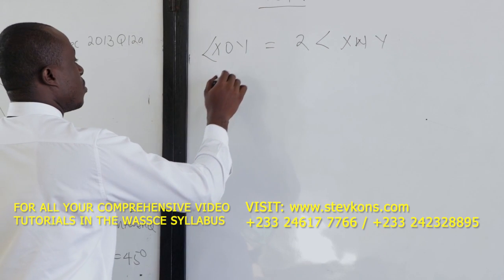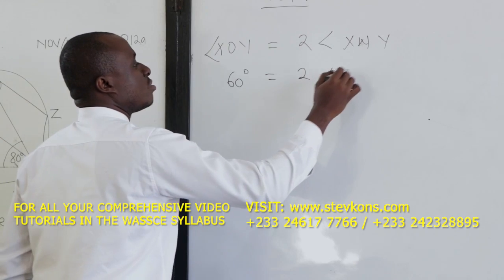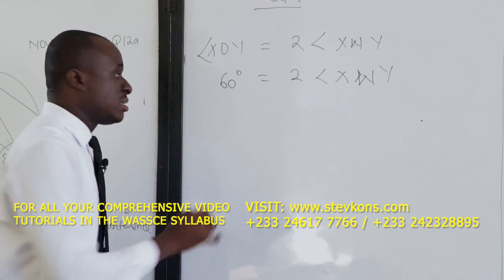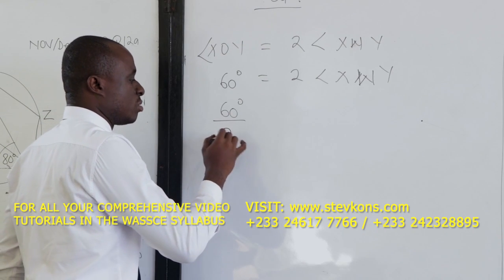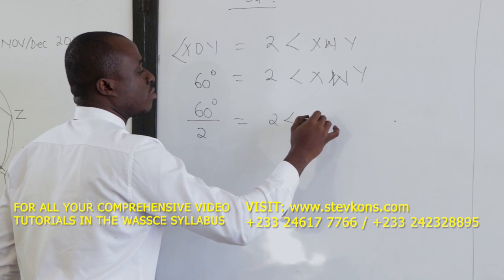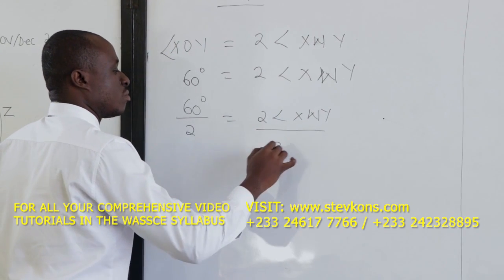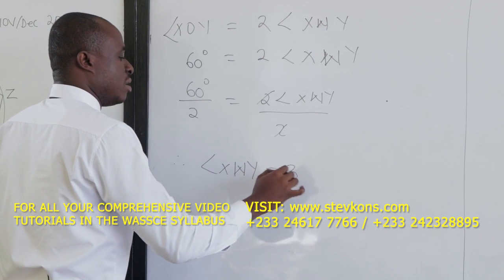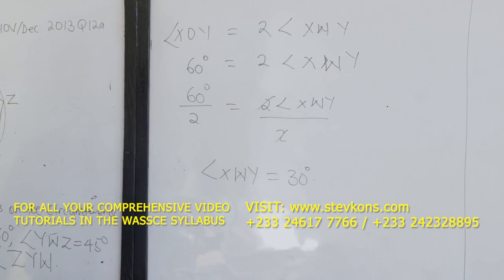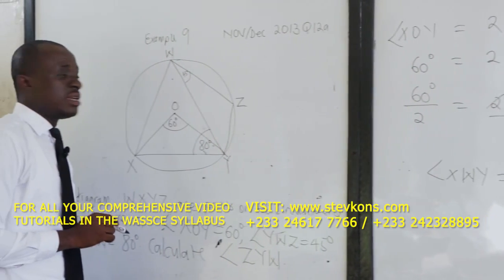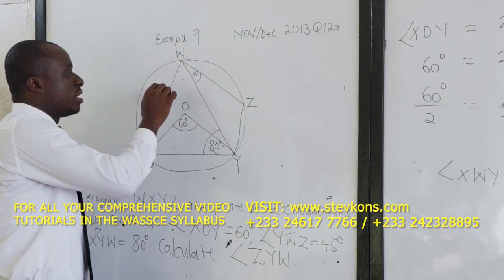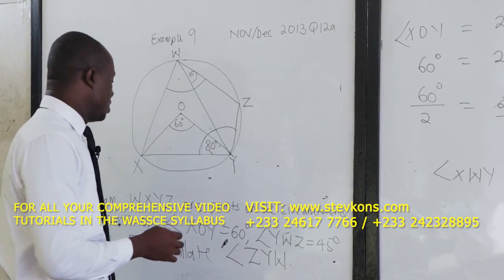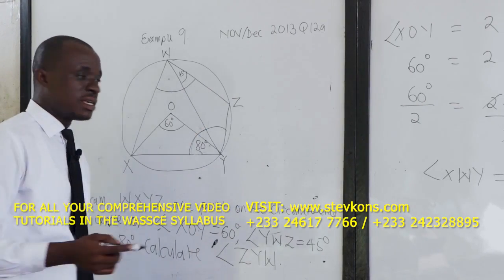Now, what is XOY? This is 60 degrees equals 2 XWY. We can divide here by 2. Therefore, our XWY equal to 30 degrees. So the angle over here is 30 degrees. What do we know? The angle at W plus the angle at Y equal to what? 180 degrees, because if we consider XZ as a chord.